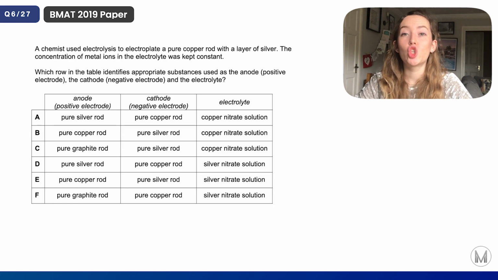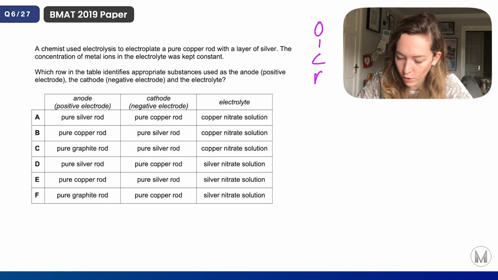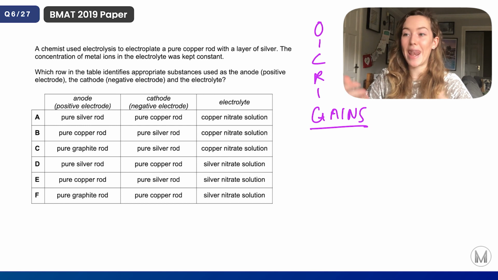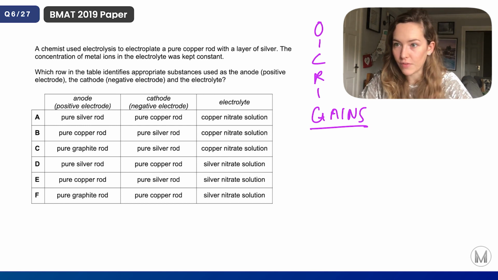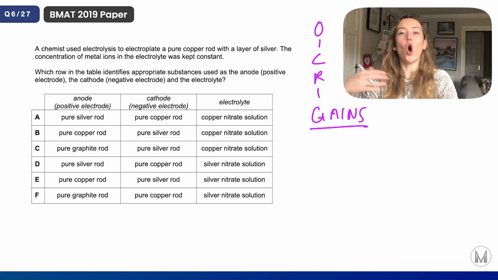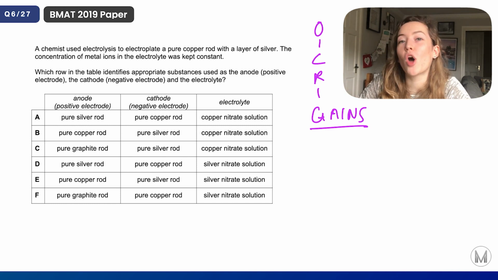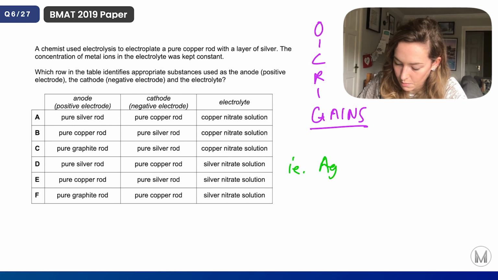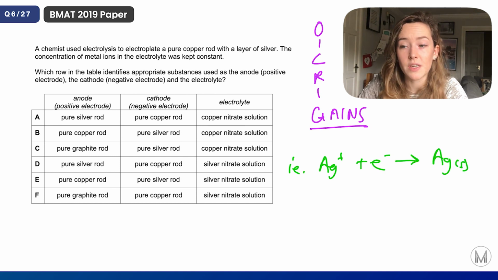Question 6. During electrolysis, our positive ions are going to move towards the cathode because the cathode is negatively charged. Of course, opposites attract. And it's going to get reduced. So that makes me think of oil rig. If it's reduced, it means it gains electrons. So the question states that the chemist wants to electroplate a copper rod with a layer of silver. So this means that silver is being deposited on the copper rod. Therefore, one of the half equations has to be, for example, my silver plus e minus is going to give me my solid silver being deposited.